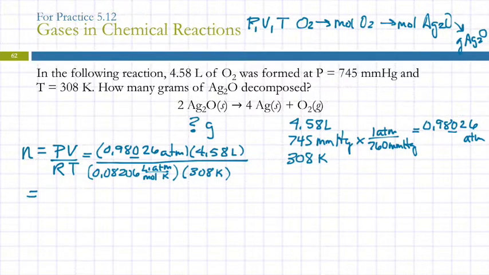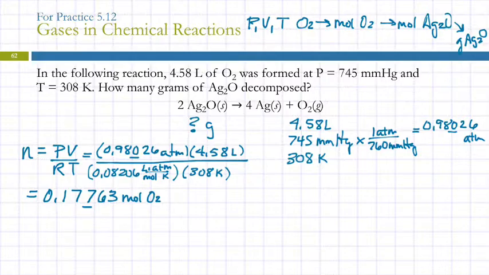So that gives me 0.1776, which makes me think of 76 trombones because my son was in The Music Man recently, and I'm afraid I'll be whistling later. Moles of oxygen. Did I do that right?